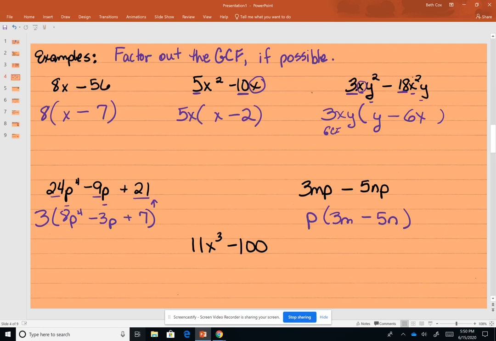All right. Last one, goodness, last one does not have anything common. It says if possible. When there's nothing common other than 1, because 1 is common to everything, then what we call it is prime.